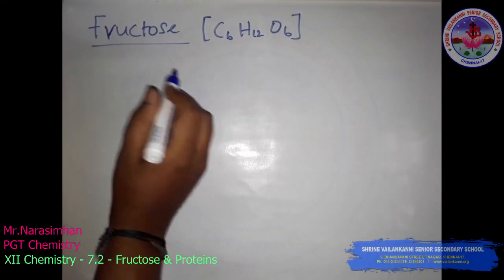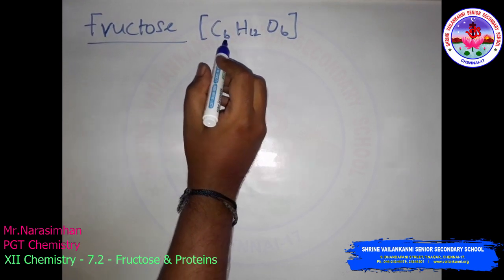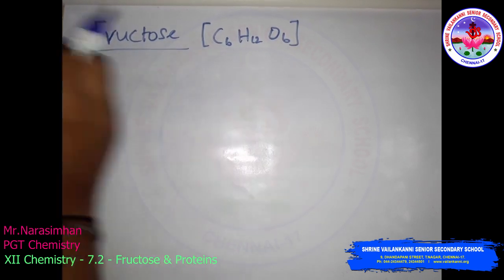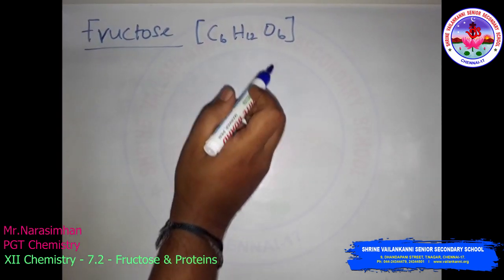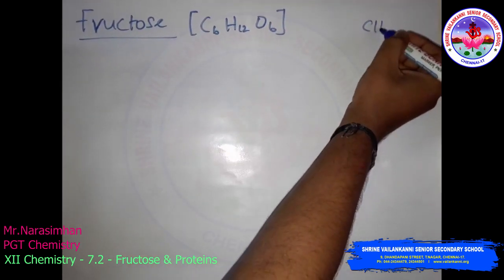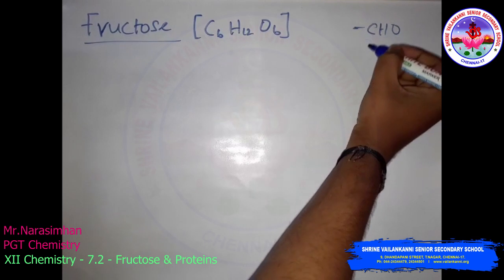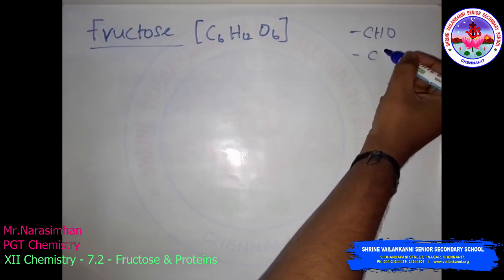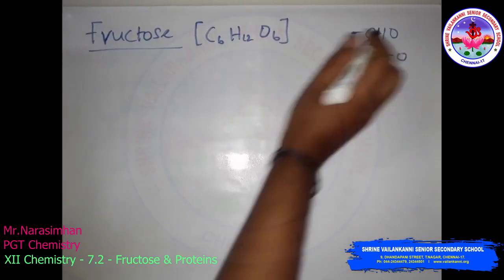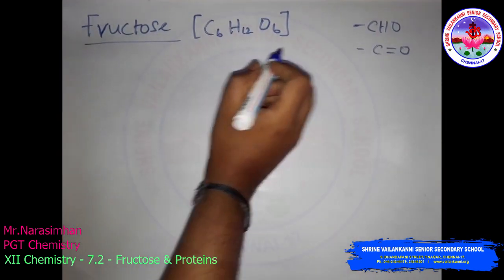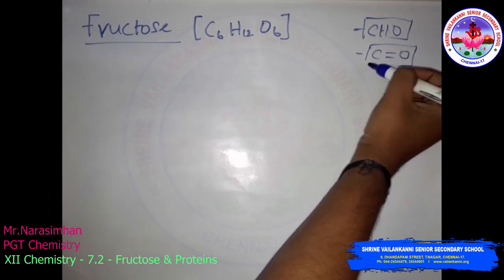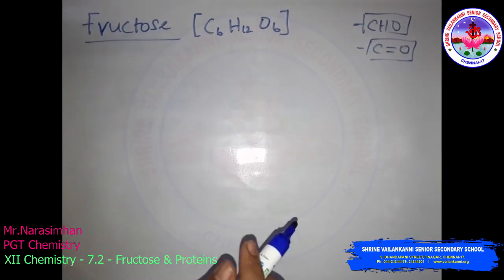Next is fructose. Fructose has the same molecular formula as glucose, that is C6H12O6. But glucose has an aldehyde functional group, CHO, whereas in fructose the functional group is a ketone, C double bond O. So in glucose the first carbon carries the functional group, while in fructose the second carbon has the ketone group.